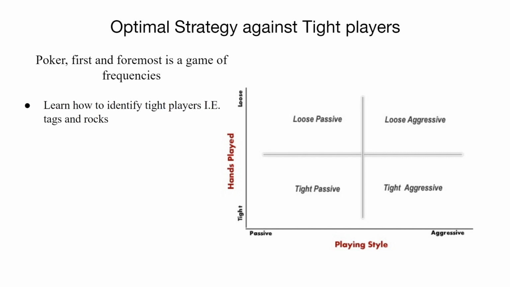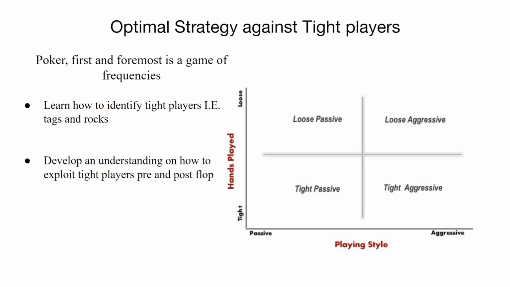So we're really going to want to learn how to identify tight players, the tags, the rocks, the people who really play a close to the vest kind of game. We want to develop an understanding of how to exploit tight players pre and post flop. This is a player type. Depending on where they lay on the spectrum, if they're on the tighter and passive side, then it's going to be a lot easier to exploit them. If they're more tight and aggressive, it will be more difficult to exploit them. And then we're going to discuss turn and river play.